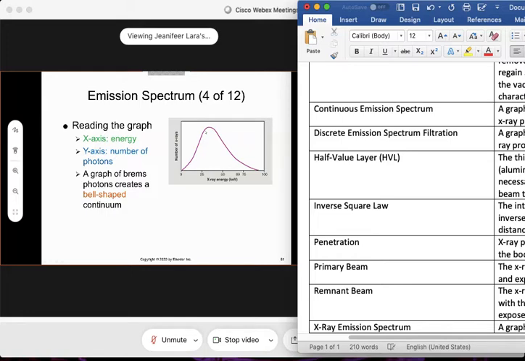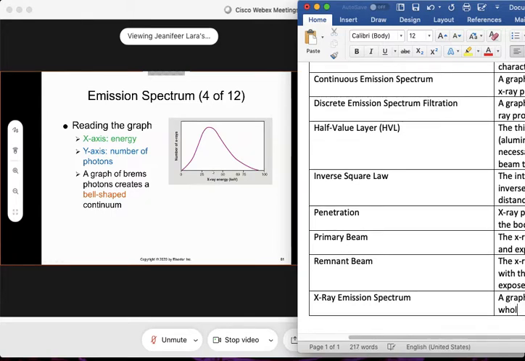So this graph is depicting our bremsstrahlung photons, and we'll get to that in just a minute. So here at this energy level, we have the highest amount of photons generated. Here at 40, I don't know what the number would be right here, but I'm going to take an educated guess, maybe 40, 42.